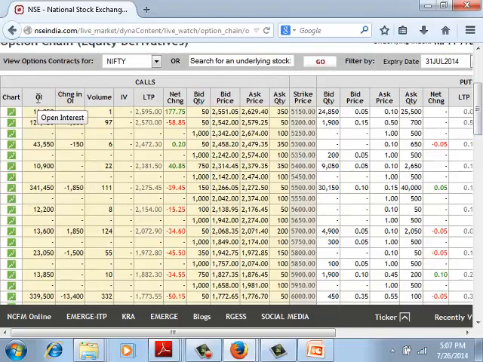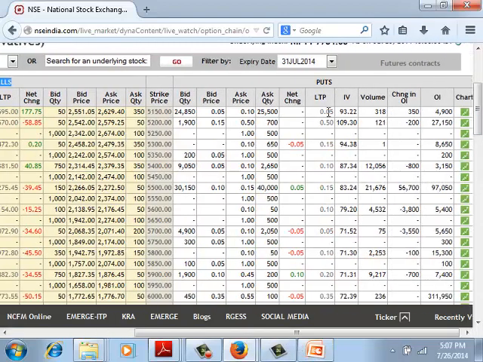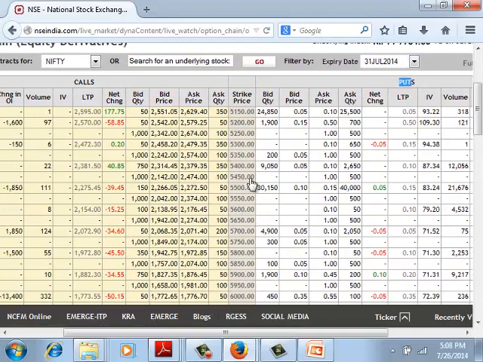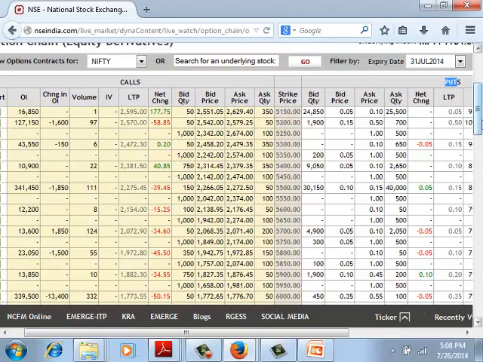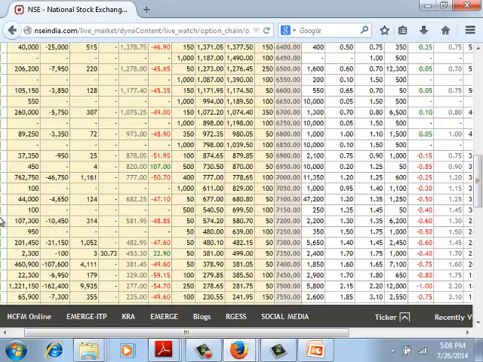Do you see this OI? That is the open interest, and the change in open interest. On the left hand side we have calls. On the right hand side we have puts. So there are calls and puts with different strike prices. You would understand that later on. Don't worry so much about that. But just look at this data, which is important. Okay, so I'll show it to you here.